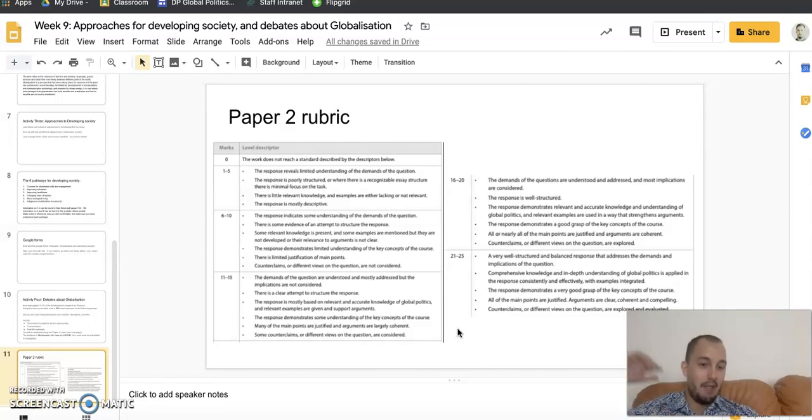You have to have a comprehensive knowledge and in-depth understanding of global politics. You have to have examples that are relevant. You have to understand the key concepts of the course and the key theoretical foundations. And you have to be able to justify your points. You have to include counterclaims, and they have to be explored and evaluated. And I think that's something that we're capable of doing.